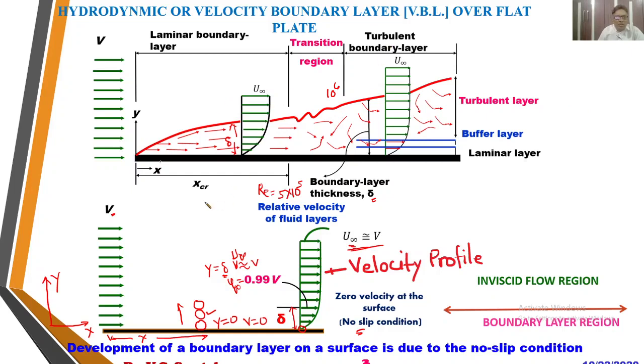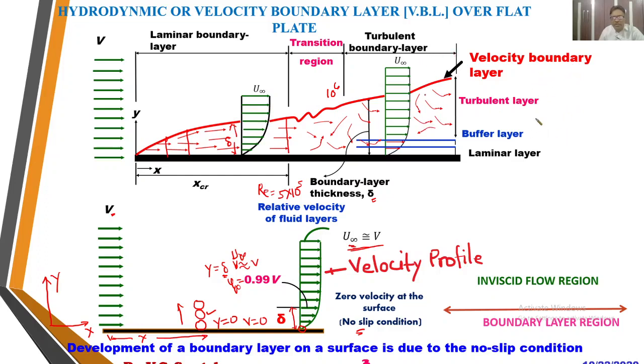So what is actually the velocity boundary layer? The velocity boundary layer is nothing but the locus of the pinnacle of all the boundary layer thicknesses. See, this is also a boundary layer thickness. This is also a boundary layer thickness. This is also a boundary layer thickness. If we join all these points by a smooth curve, this curve is called the velocity boundary layer.